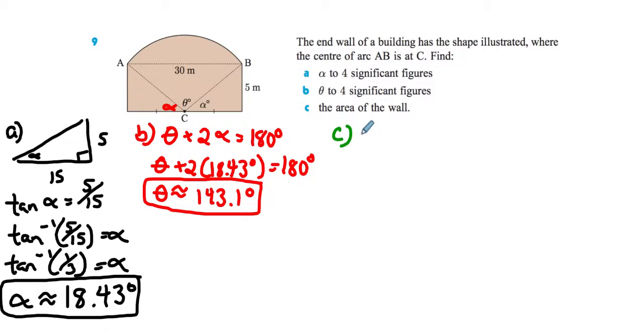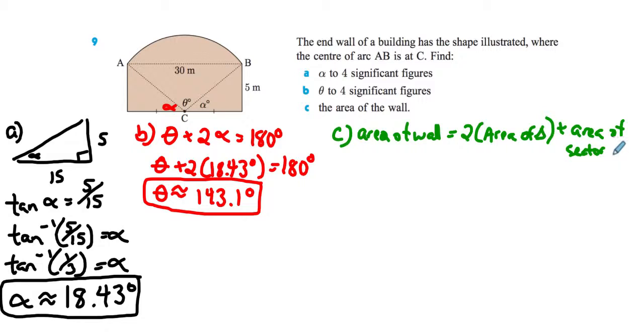Find the area of the wall. So if I want to find the area of the wall, I'm going to find the area of the triangle and times it by 2. So 2 times the area of the triangle plus the area of the sector. So visually, think about this. I'm finding this triangle plus the area of this entire sector here.